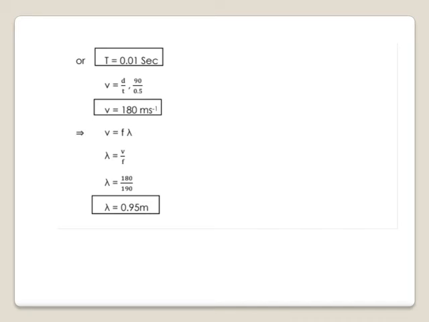and finally to find the wavelength we will get the equation in the form λ = v/f, and simply by putting the value of wave speed and frequency we will get the wavelength as 0.95 meters.